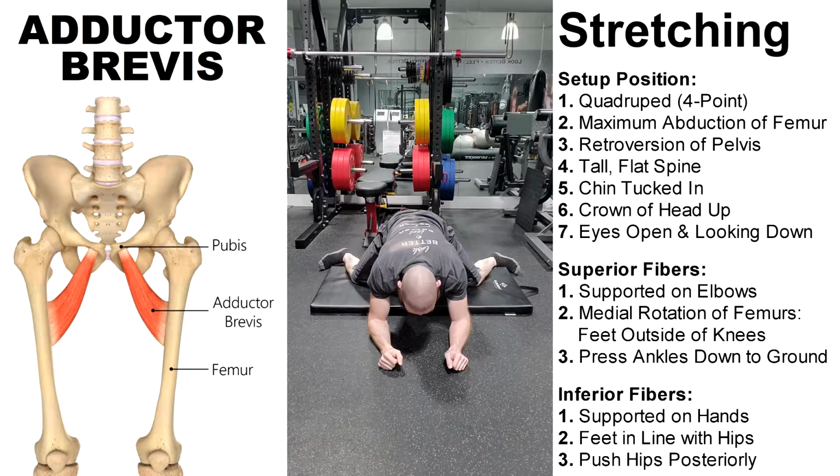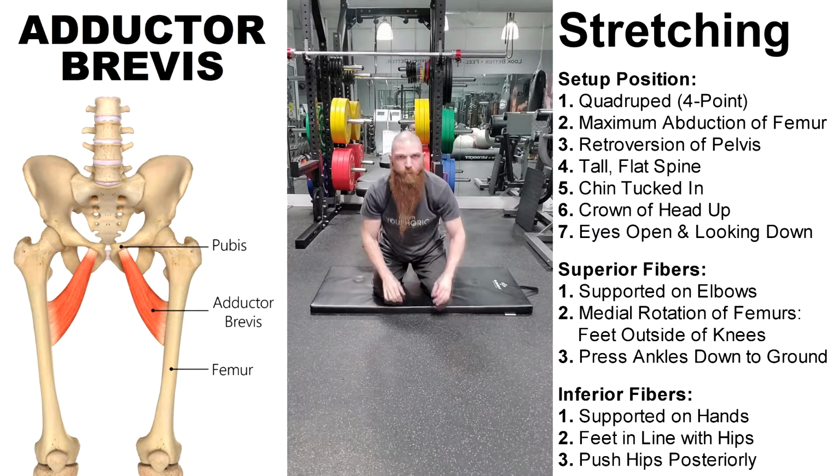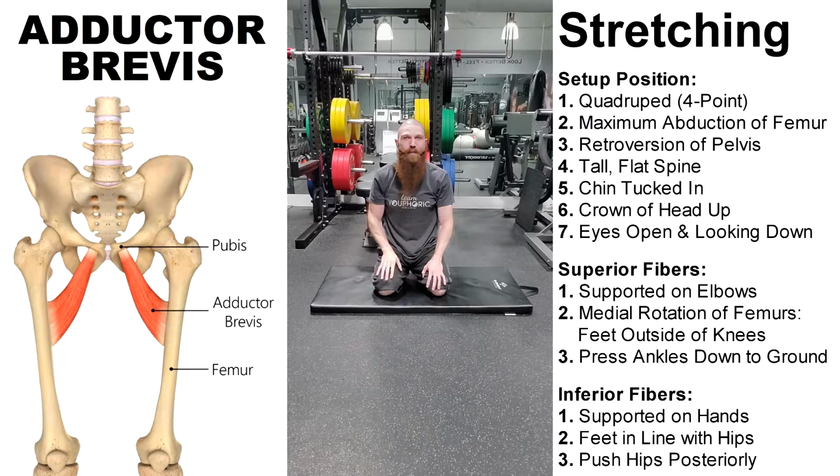Then, if we want to target the inferior fibers, we're going to step up onto our hands, and then we want the feet in line with the ankles. We then want to drive the hips posteriorly by driving backwards, and everything else is exactly the same. But that is for the inferior fibers, and those were the 2 myofascial stretching exercises for the adductor brevis muscle.